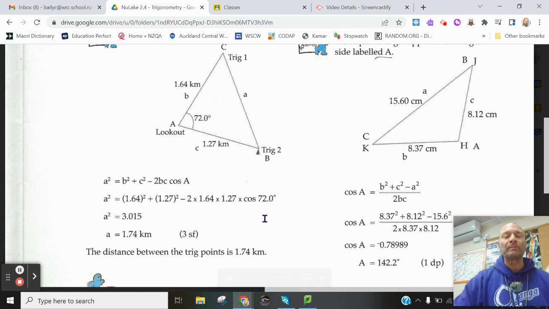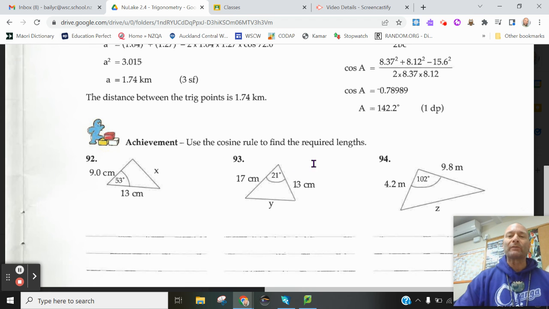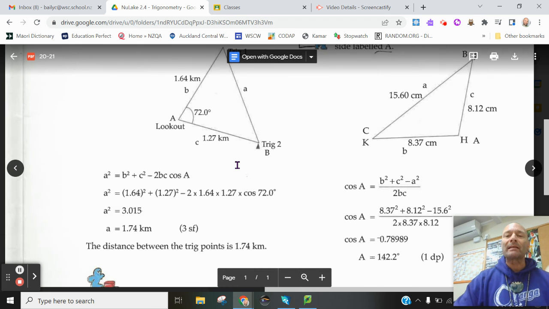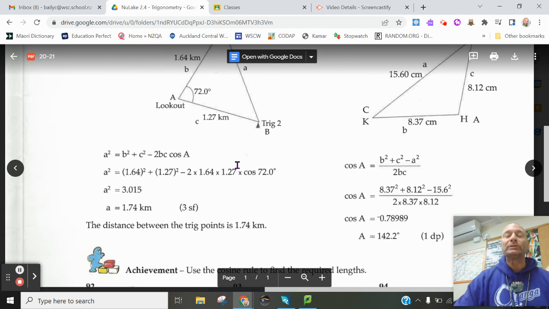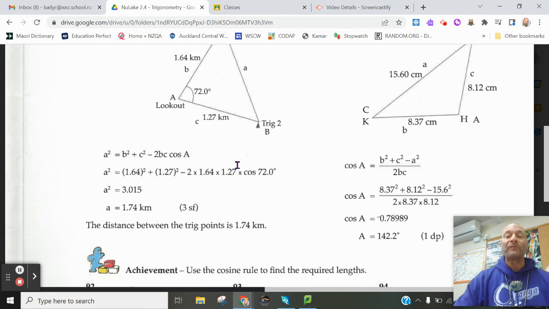So there's an introduction to using the cosine rule to find the length of an unknown side. You're now ready to try using the cosine rule to find the required side lengths. We'll be back in our next video to talk about using the cosine rule to find the measure of an unknown angle.